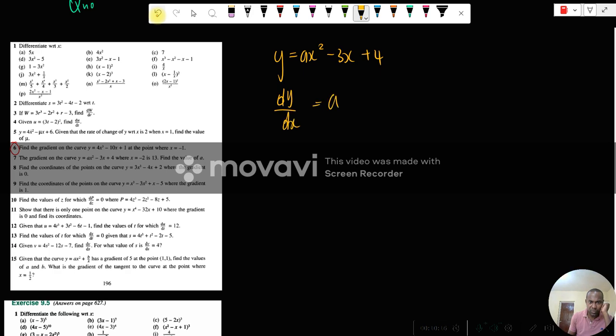This gives us a, a multiplying constant, which we keep. When you differentiate x squared, we get 2x. We have minus 3 times 1 plus 0. When you differentiate a constant with respect to a variable, the result is 0. So we have dy by dx is equal to 2ax minus 3.